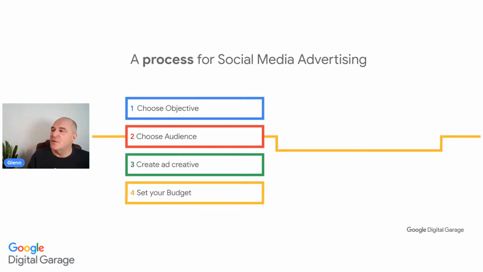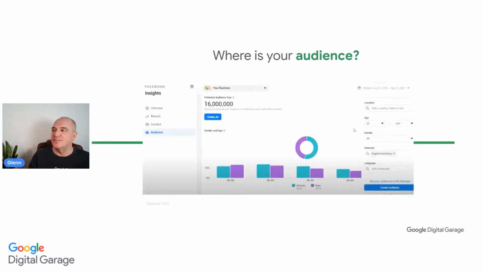So a process for our social media advertising is we want to choose our objective, choose our audience, create our ad creative, and set our budget as well. All things that are going to be very, very independent for you as a business. These are all going to change for people. Again, there's no set formula. You want to make sure that you're appealing to that key audience.